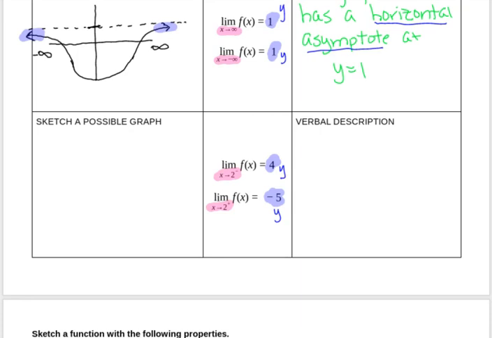So if I start to sketch my graph, x equals 2 is important. And then I have a y value of 4 and negative 5.